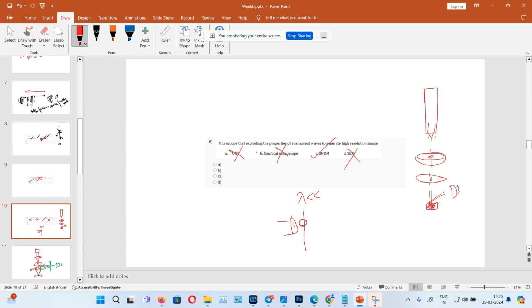Because of near field waves, this is an evanescent kind of field. It is generated, and because of that it will give a high resolution image, because this is using the near field waves. So the answer is scanning near field optical microscope.